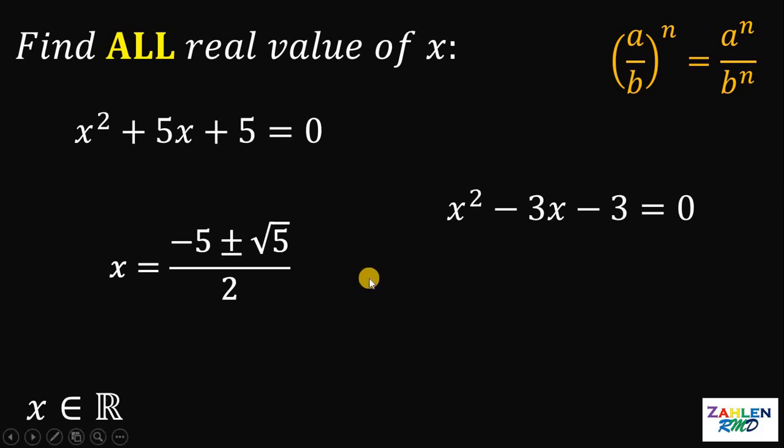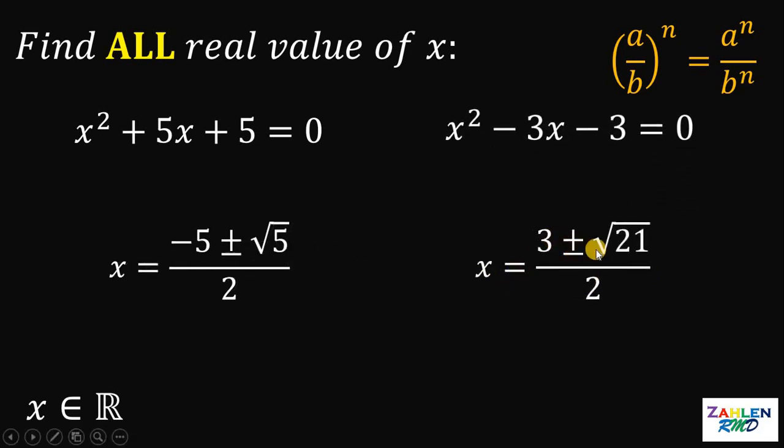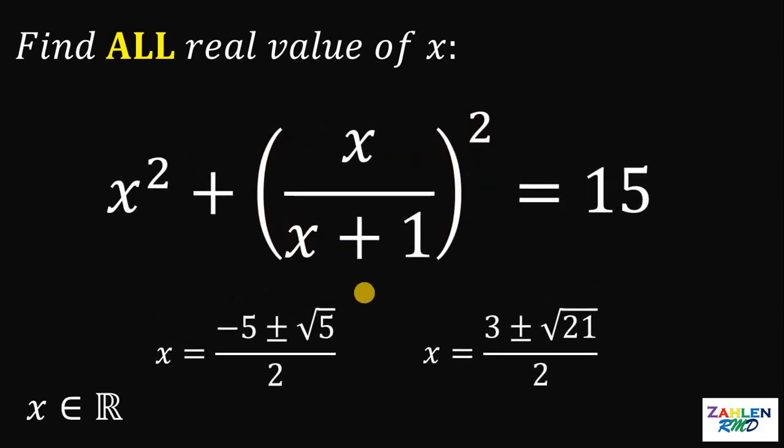And of course, if you use the quadratic formula to answer this quadratic equation, you get x must be equal to 3 plus or minus square root of 21 all over 2. And this is the next two possible real values for x. Therefore, we have four real values for x, namely negative 5 plus or minus square root of 5 over 2 and 3 plus or minus square root of 21 over 2. And as always, we are done.